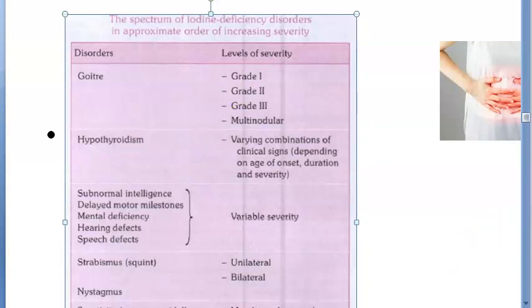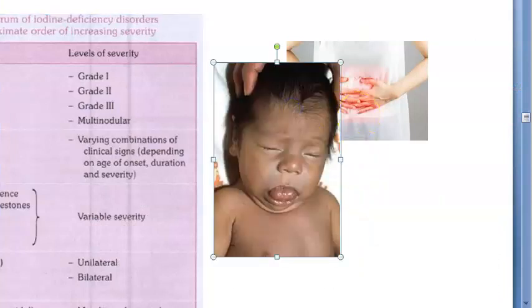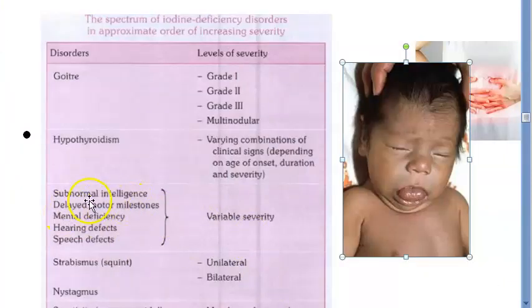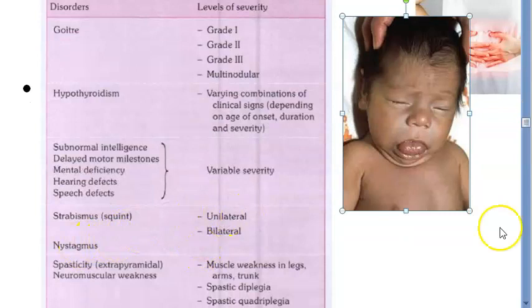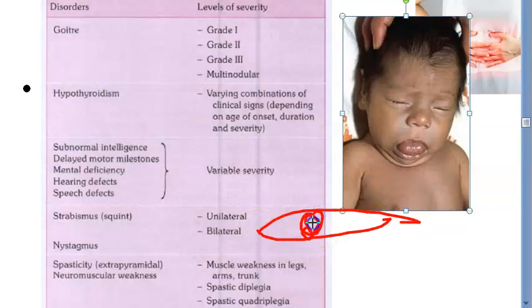Depending on the age, the severity will vary. In young age, you will have cretinism. Then we see subnormal intelligence, delayed motor milestones, mental deficiency, hearing defects, and speech defects. Basically, development is not happening properly. Speech defects follow hearing defects, motor milestones are missed because growth is not happening, and intelligence will be less. Then strabismus, squint, can be there, then nystagmus. So eye issues can occur because of iodine deficiency. Muscles or nerves because of what?